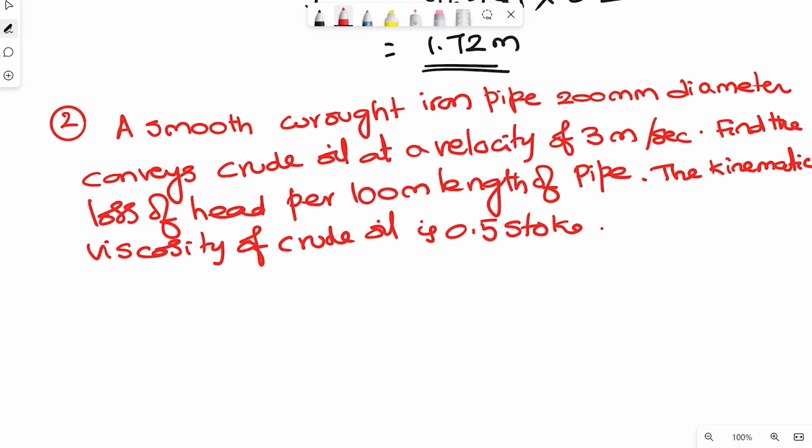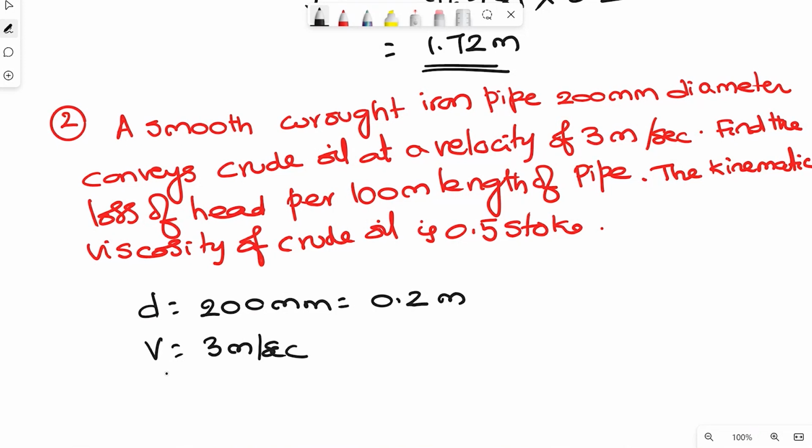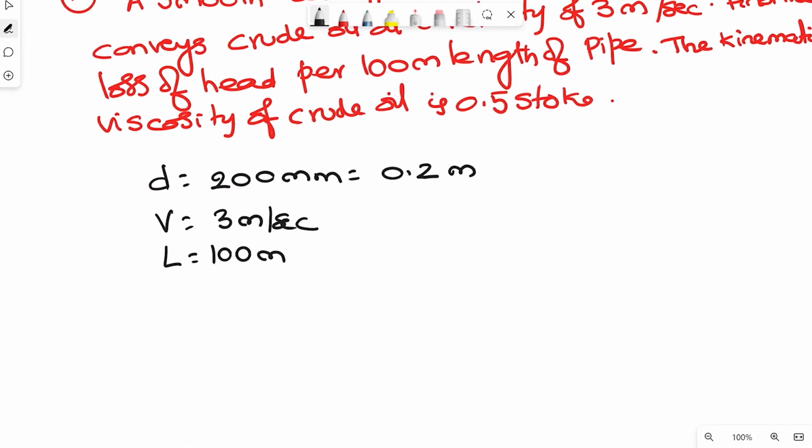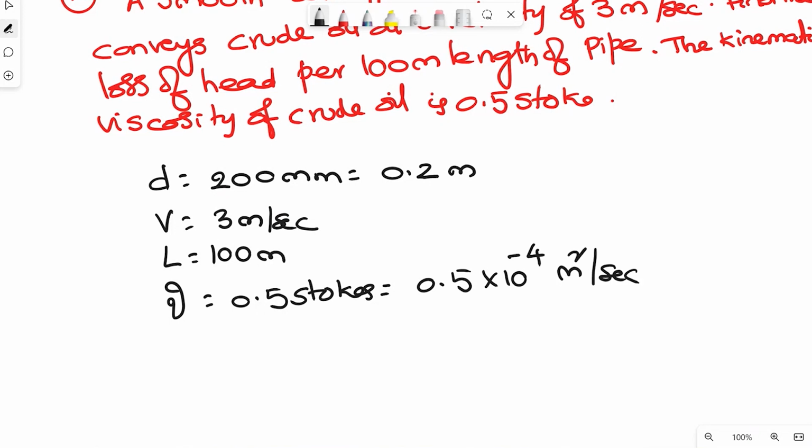Now, one after the other, let us take what is given. Diameter is equal to 200 mm, so 0.2 meters. Velocity is equal to 3 meters per second. L is equal to 100 meters length. Kinematic viscosity is equal to 0.5 Stokes. So immediately I will convert the units: 0.5 into 10 to the power of minus 4 meter square per second.